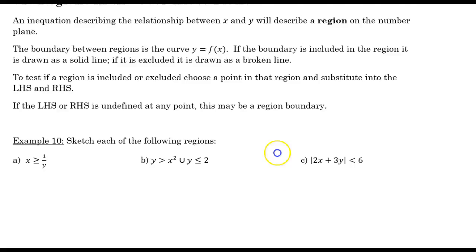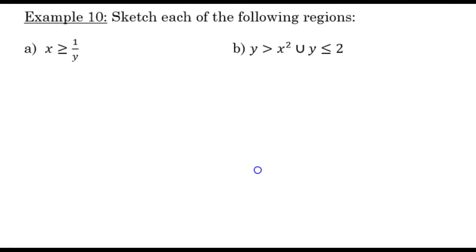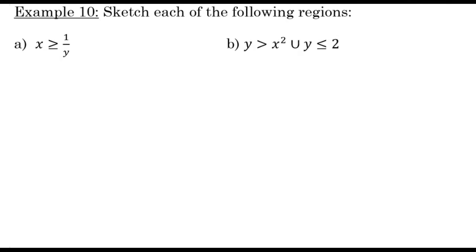Now, I think the best thing to do is to jump into some examples again. So to begin with, we have x is greater than or equal to 1 over y. Now consider this as the same function as y equals 1 over x, and that's what I want to draw. But because it's greater than or equal to, I know this is going to be a broken line. So hopefully my drawing's working.